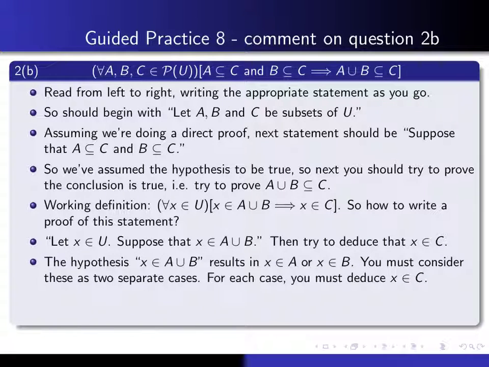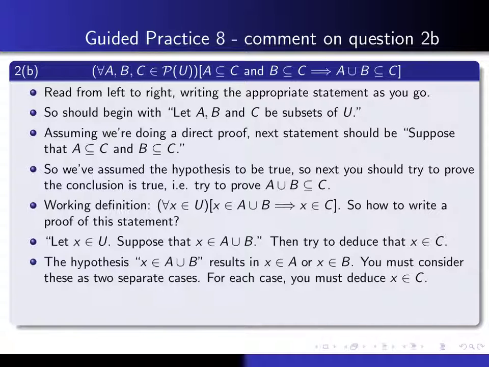But to say that X is an element of A union B, you need the working definition of that. It's worth writing that down next in the proof. It means that X is either in A or X is in B. Now that means that you've got two cases to consider. And until you consider those cases, you really don't know where X is.